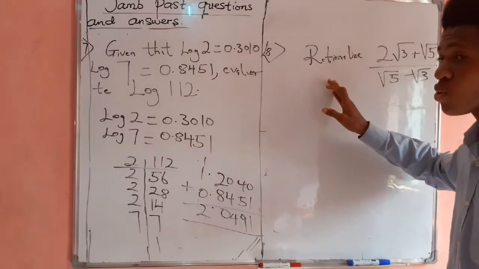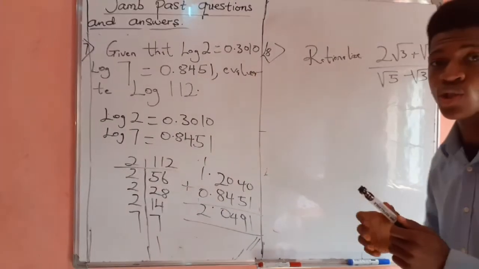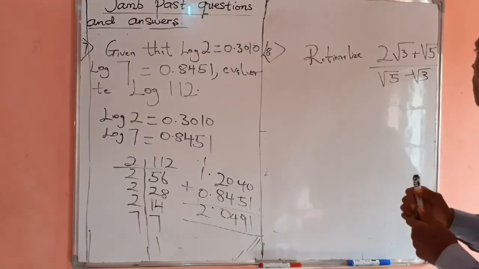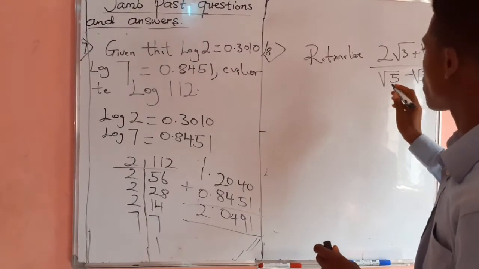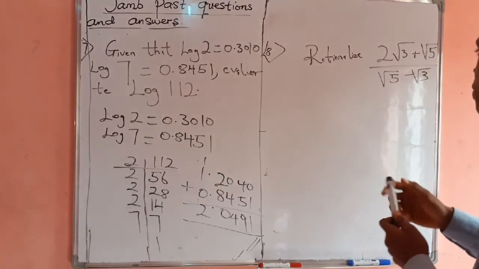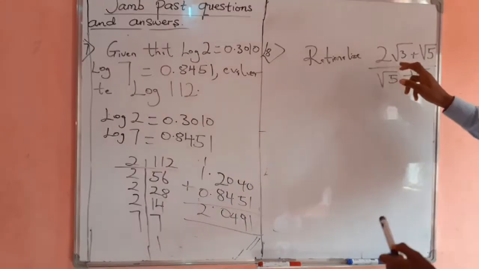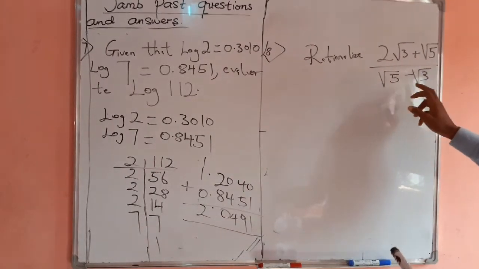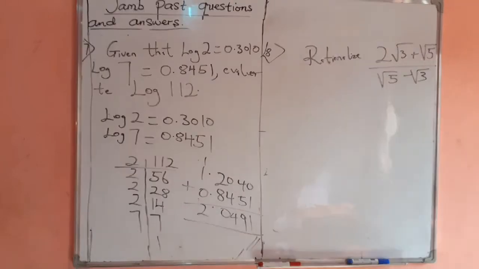Rationalize. So we know this with surds. And what is a surd? A surd is an irrational number. It's as simple as that. Let's just move to the question, because of time. It says rationalize 2 root 3 plus root 5 over root 5 minus root 3.